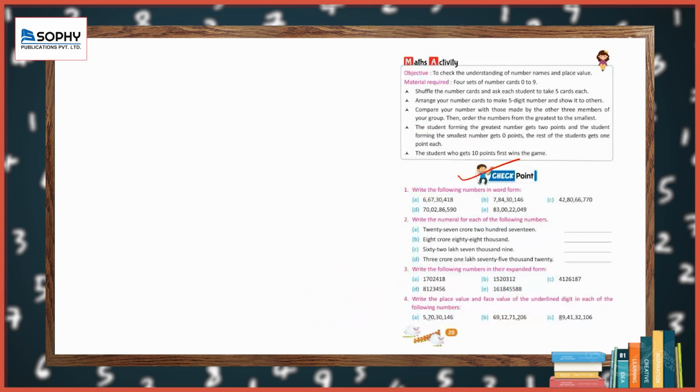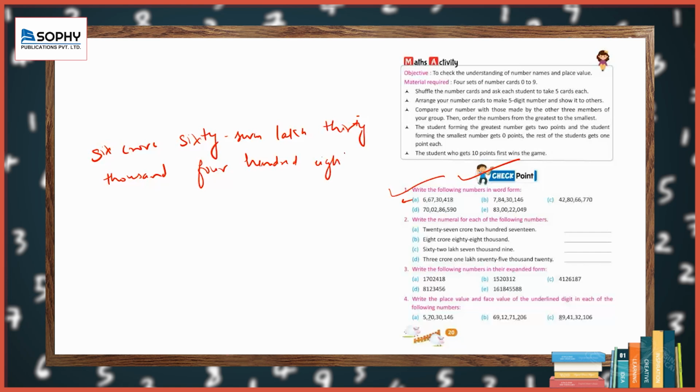Now let's look at the checkpoint. In the first one, we have to write the following numbers in word form. So it can be written as, very good students, that is 6 crore 67 lakh 30,000 418. Next is, we have to write the numeral for each of the following numbers students. So it is 27 crore 217.